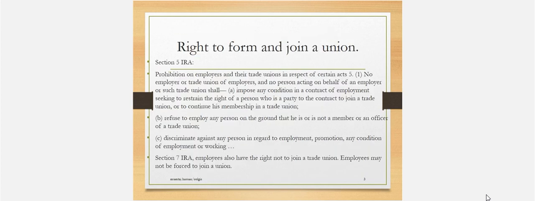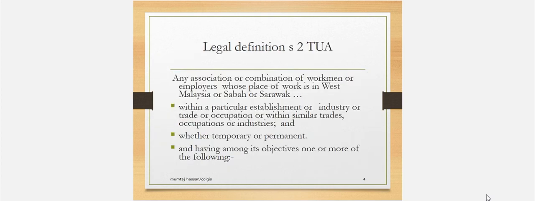The right to form a trade union has been stated in section 5, and at the same time, the workers also have the right not to join a trade union. So you cannot force any employee or workman to join trade union. The definition of trade union has been stated in the Trade Union Act. So you now know that you have to refer to a few statutes: the Employment Act, the Industrial Relations Act, and also the Trade Union Act.